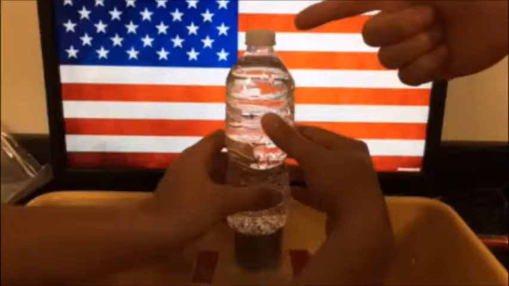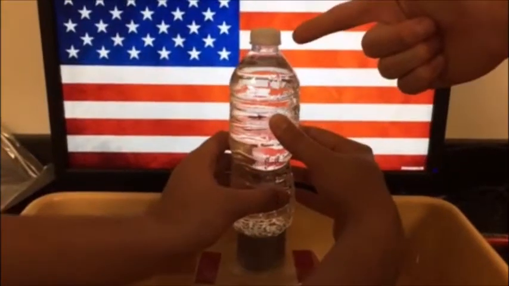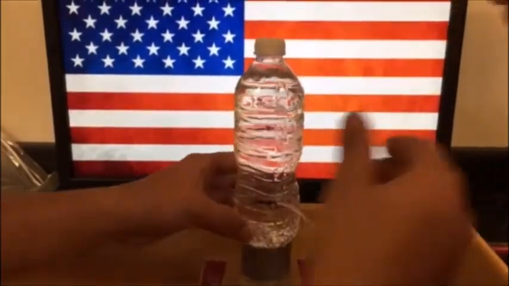Now here we added a little twist to the system. And if you can't spot the difference, my finger is pointing at it. We added a cap to the water bottle. Now, what do you think will happen differently because the cap is there? Let's see.